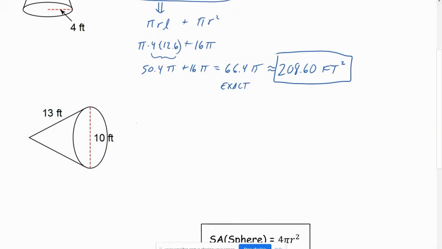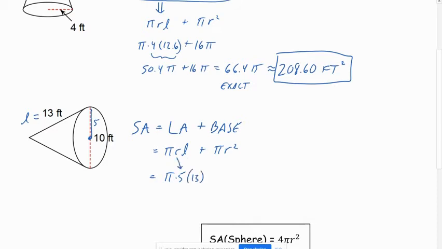Again, the surface area for a cone is the lateral area plus the base. The lateral area is pi RL. The base is a circle. And so our radius would be 5, since our diameter is 10, our radius is just 5. So that's pi times 5. L is our slant height, 13.